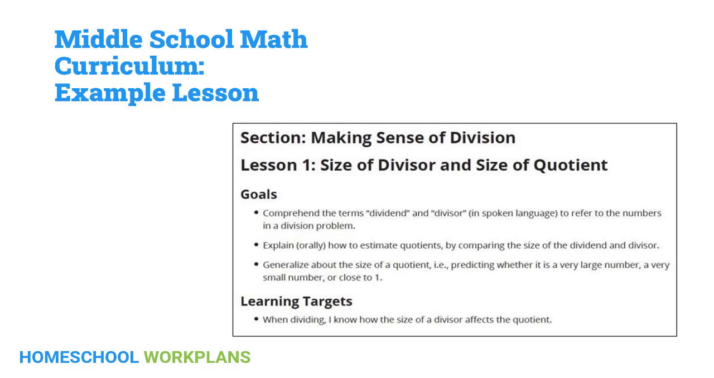For the learning target on this one, it says, "When dividing, I know the size of a divisor affects the quotient." So that's a really good example of verifying that your student is walking away with that deeper understanding of how the numbers relate to each other versus just being able to work through the steps to do the division. The steps are important, but so is understanding why and how it works.